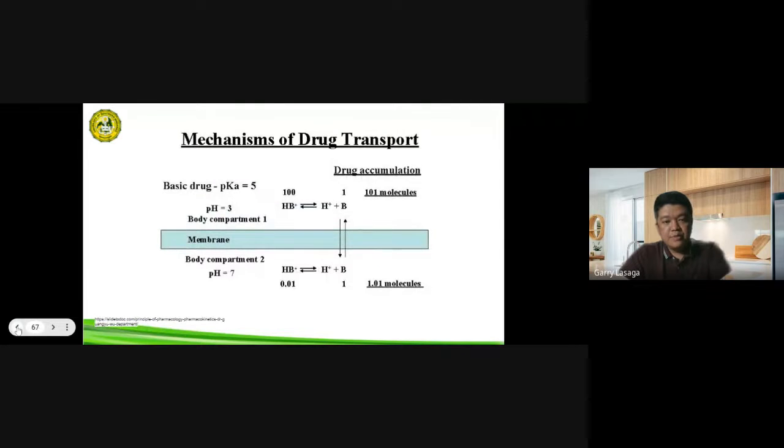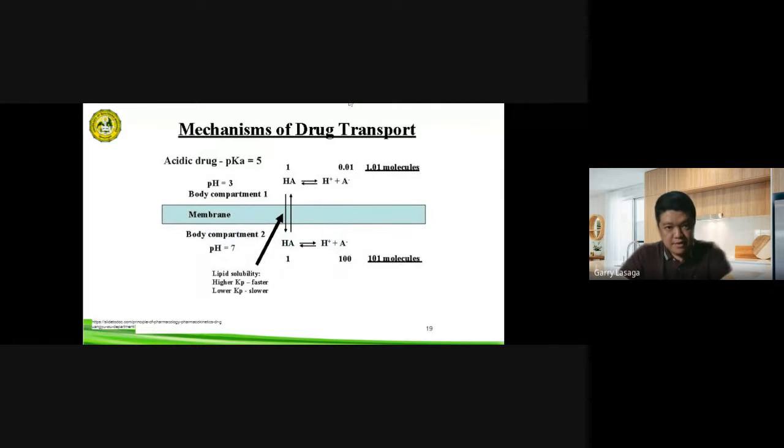So I think we'll end here. Do you have questions on this figure? Do you have any questions on this particular figure?